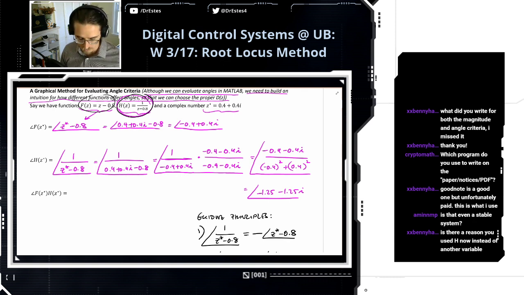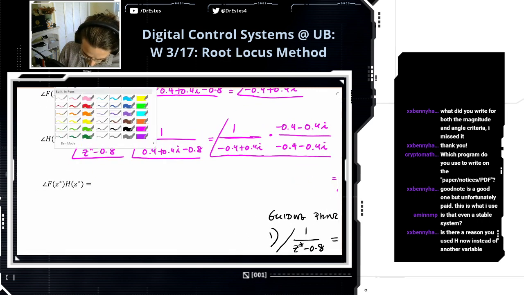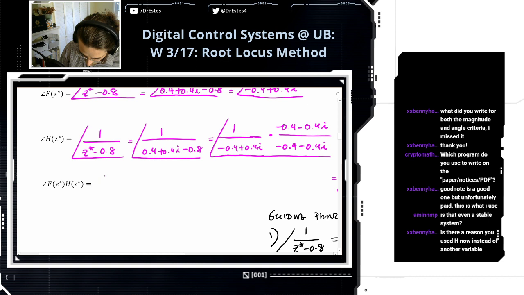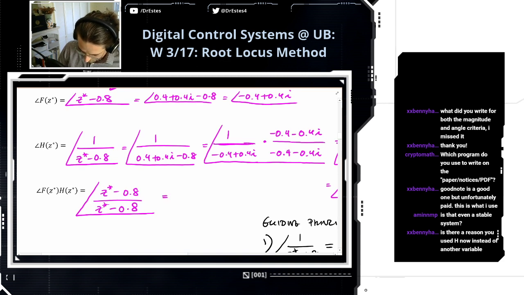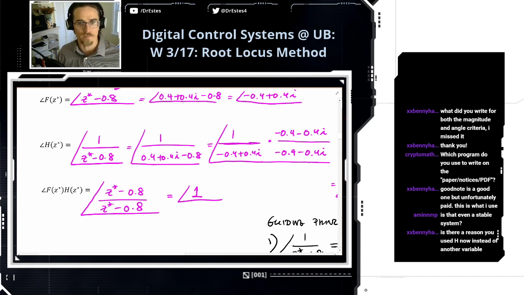Okay, let's look at the product here. So the angle of the product. So f of z, that's this one, times h of z, it would just give you this. So we're dividing by the same thing. And no matter what value of z we plug in here, the numerator and the denominator, they're gonna cancel. So we're gonna have the angle of one.